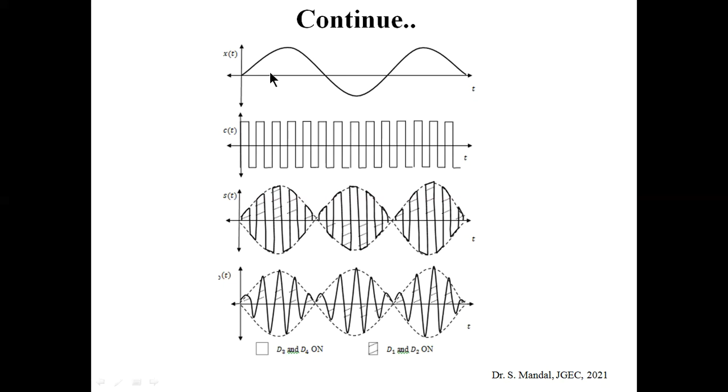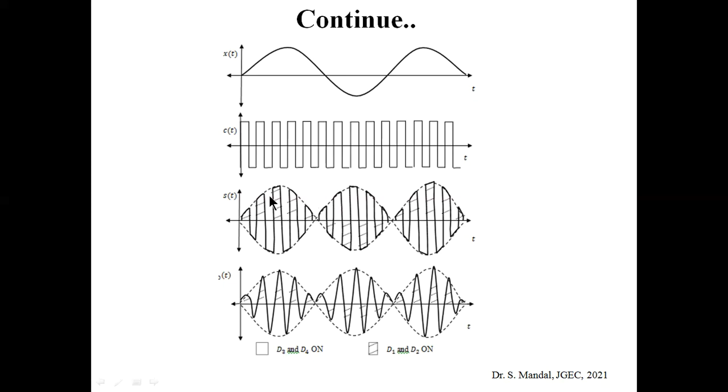This scenario happened when x(t) is positive. Now consider the case when the polarity of x(t) is reversed. When x(t) crosses this axis, that means x(t) becomes negative. Consider this area. Suppose c(t) is positive but x(t) is negative. Ultimately x(t) times c(t) becomes negative, and we know that when the negative half cycle or negative polarity occurs, D3 and D4 will be on. So we can see that in this area D3 and D4 will be on.